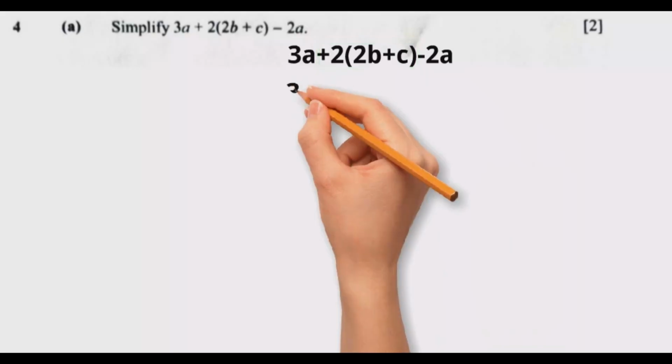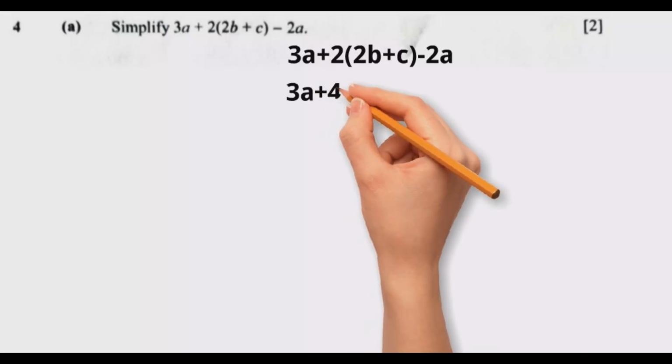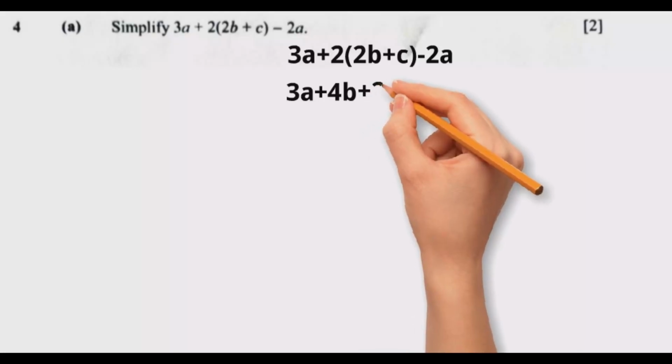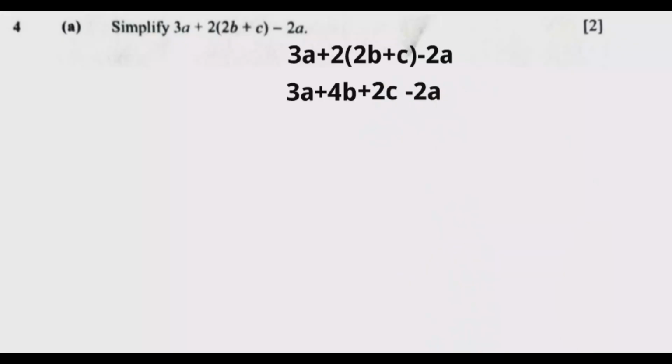So I'm going to write 3a in advance. Then I'm going to multiply: 2 multiplied by 2b will give us 4b. 2 multiplied by c will give us 2c. Then minus 2a.